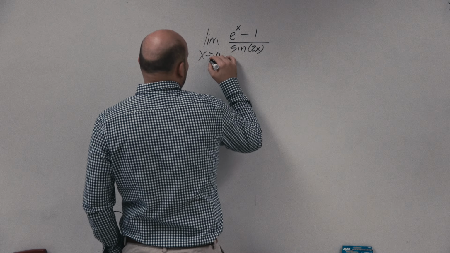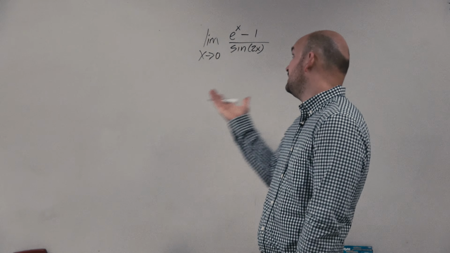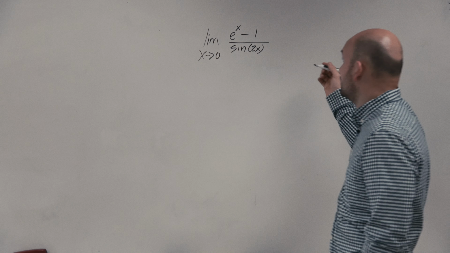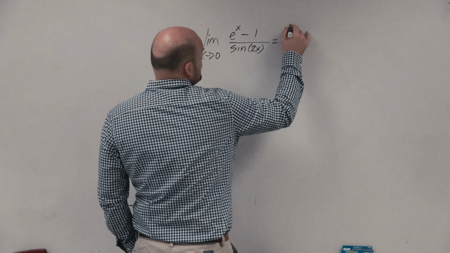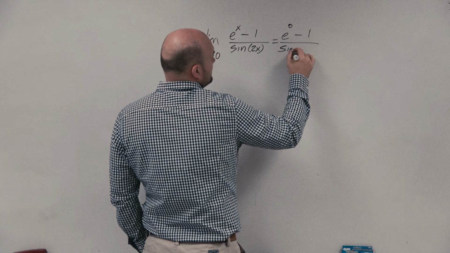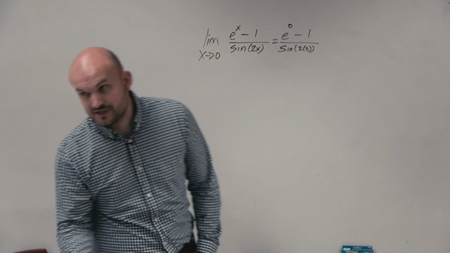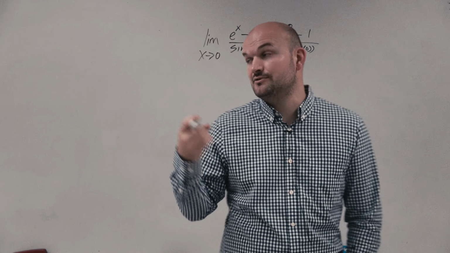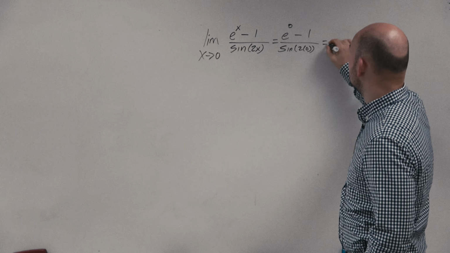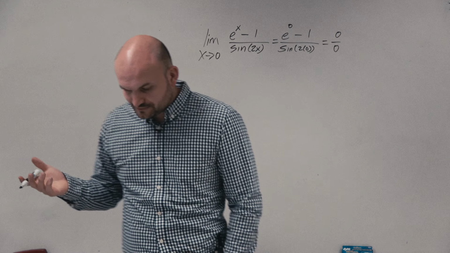All right. So in this example, the first thing we want to look at is, obviously, we can't algebraically simplify this in any regard. So let's go ahead and apply direct substitution. When we apply direct substitution, we get e to the 0 minus 1 over sine of 2 times 0. Well, obviously, sine of 2 times 0 is just 0. Sine of 0, we look at the unit circle, that's going to be 0. E to the 0 is 1. 1 minus 1 is 0 over 0. So therefore, again, we have an indeterminate form.